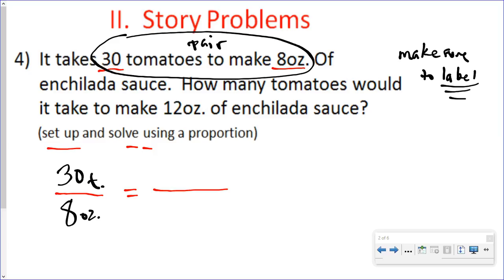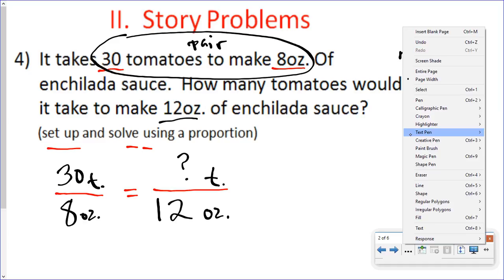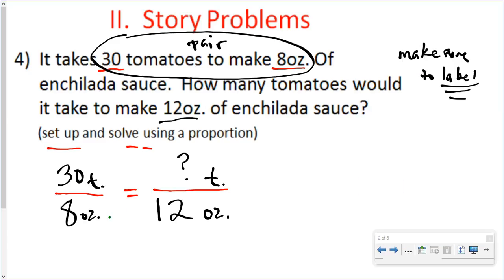Now I go to the other side. In this one, I will have tomatoes on top and ounces on the bottom. And then I just need one number. It says I need to make 12 ounces, but I don't know how many tomatoes. No problem. I can figure that out using my cross products. Again, I'll change color so you can see everything. Maybe I'll do green here. So 8 times something, we can call that 8 times x, should be equal to 30 times 12, which is 360.